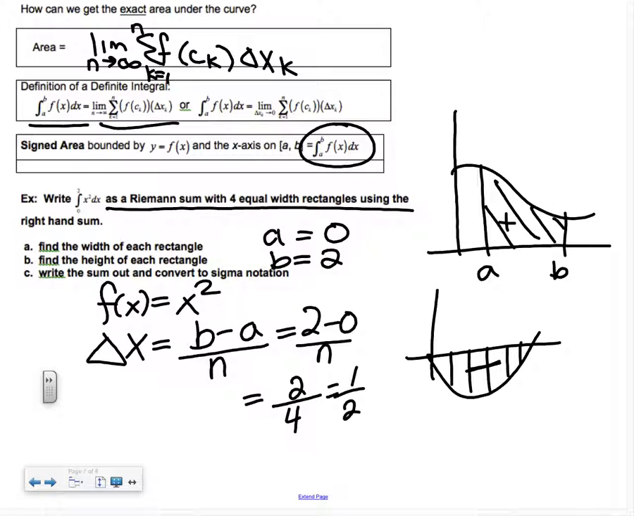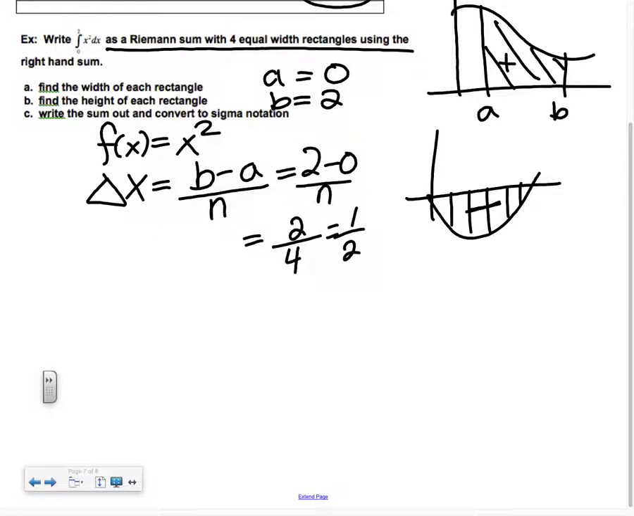All right, find the height of each rectangle. So the height would be f of x, right? So the height is just the f of x. And what you basically do is you're going to sum this. Now your x is going to change. I'm going to call this xk or xc, whatever it was. You're going to sum those up, okay?